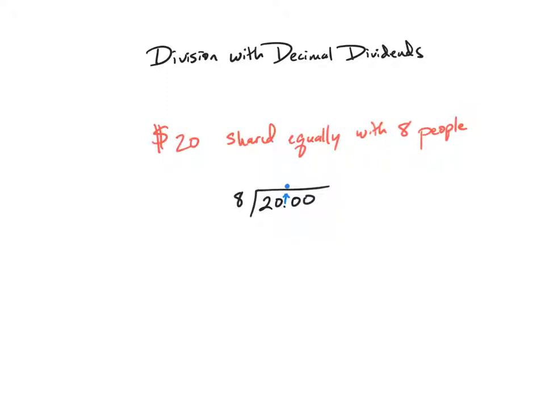So I'm ready to go ahead and do my division. 8 does not go into 2, but it goes into 20 twice. 2 times 8 is 16. A remainder of 4, but I'm going to regroup that with this 0. 8 goes into 40 5 times. 5 times 8 is 40. And I've got one more 0 to bring down, which 8 does not go into, so I can put a 0 right above that. So my answer is $2.50 per person.